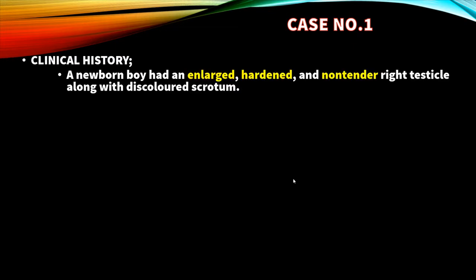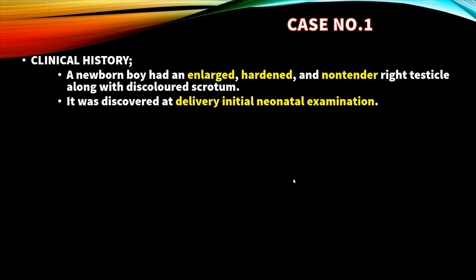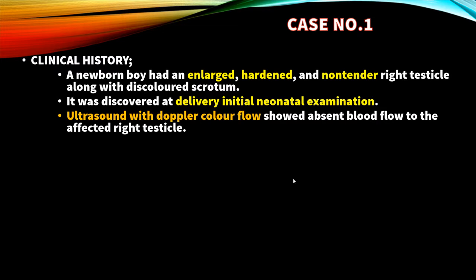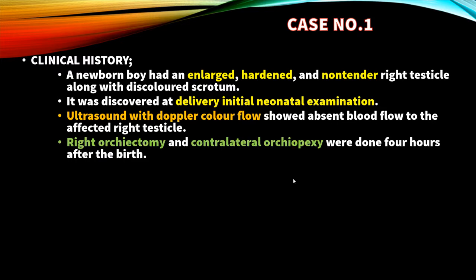Case number 1. Clinical history. A newborn boy had an enlarged, hardened, and non-tender right testicle along with discolored scrotum. It was discovered at the initial neonatal examination at delivery. Ultrasound with Doppler color flow showed absent blood flow to the affected right testicle. Right orchiectomy and contralateral orchiopexy were done 4 hours after the birth.